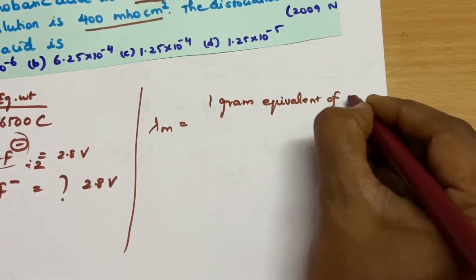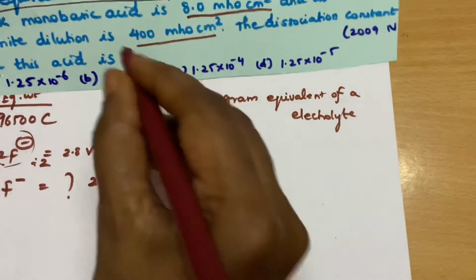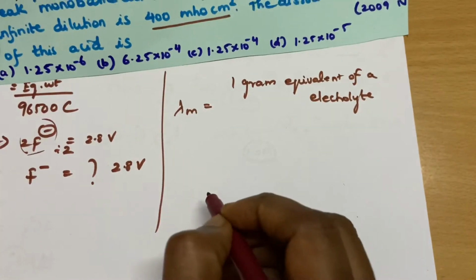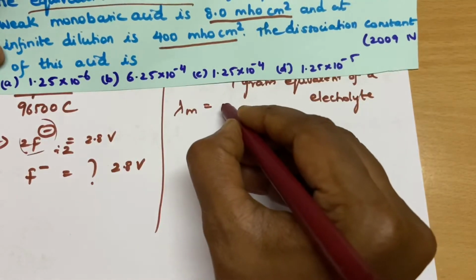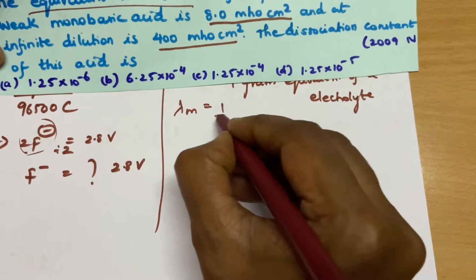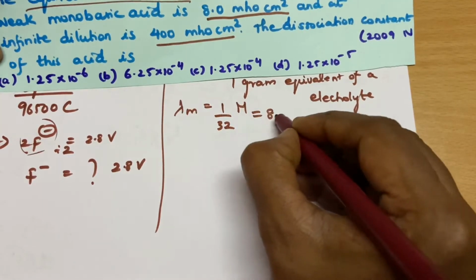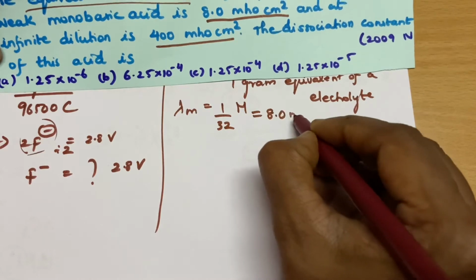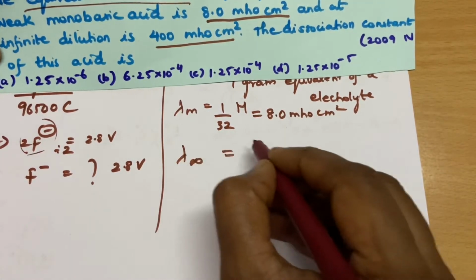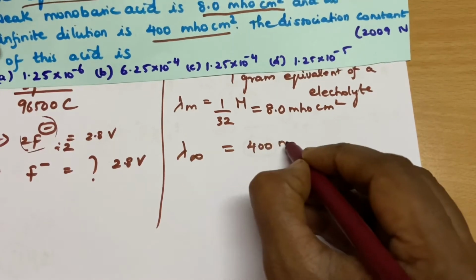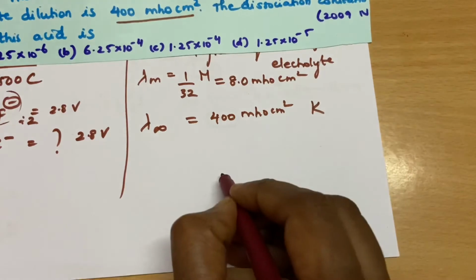Okay, but they have given it at 2 different dilutions. So this is lambda m at a certain dilution. Its concentration is 1 by 32 molar. So what is the value here? It is 8 mho centimeter squared. At infinite dilution the value is 400 mho centimeter squared, and they are asking the dissociation constant.